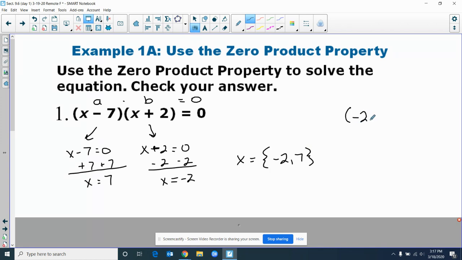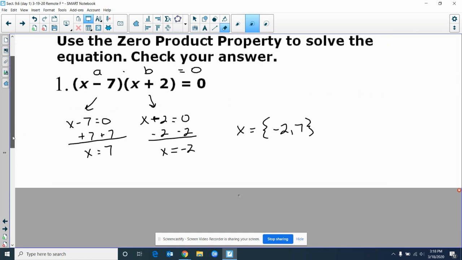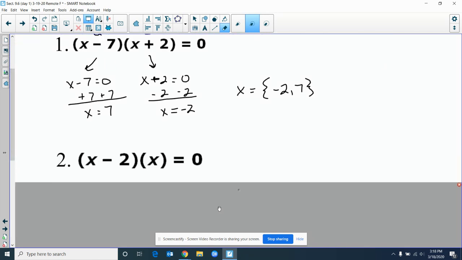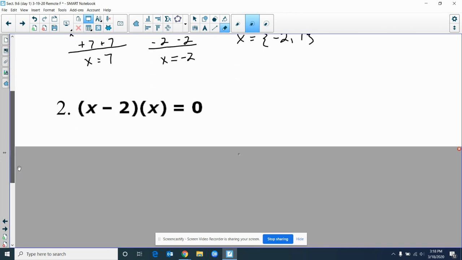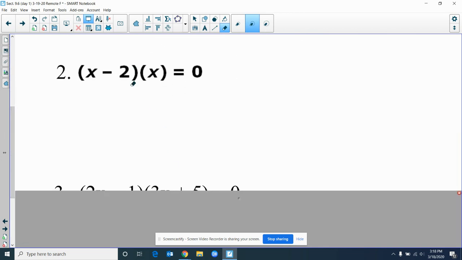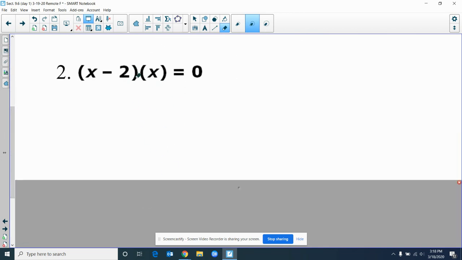Do not write it like this because that is an ordered pair. Our answer is not an ordered pair. It is two separate numbers. It is negative 2 and it is positive 7. And this is how we're going to solve any case where there is parentheses together that equals 0.